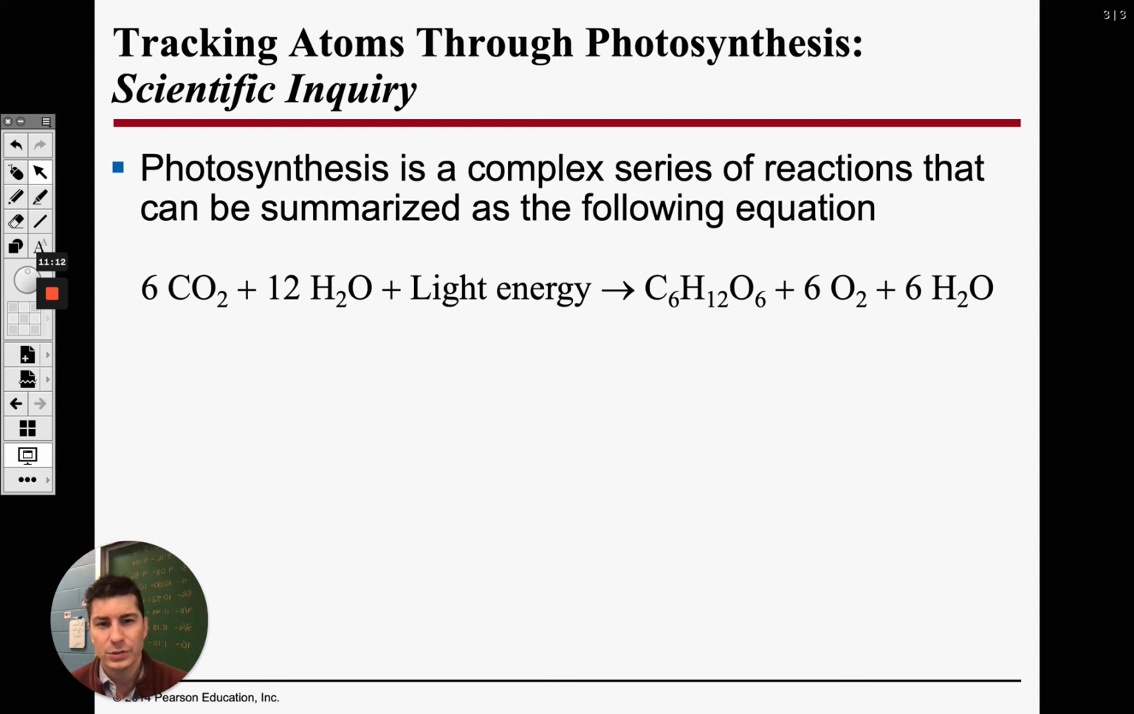Okay, now if you notice, we only get 1 glucose molecule out of it. We're also going to get 6 oxygen molecules and 6 water molecules out of it. So why we need 6 carbon dioxides, 12 waters, and then giving off 6 oxygens and 6 waters, why we need all of these is to get 1 molecule of glucose. If we only take in 5 molecules of carbon dioxide, we cannot form even 1 molecule of glucose. All right, that's why we need the 6 there.